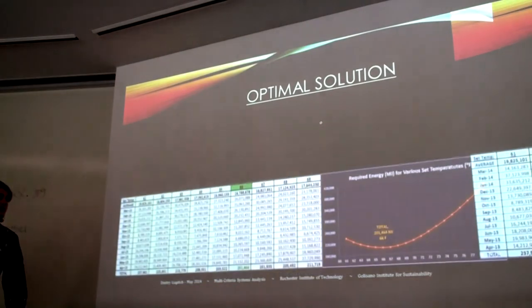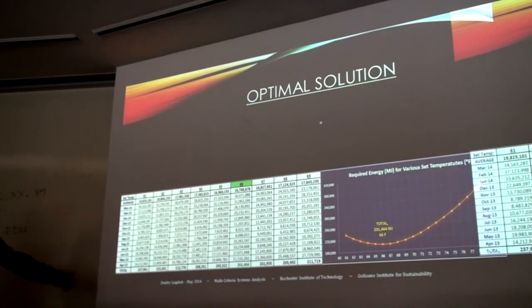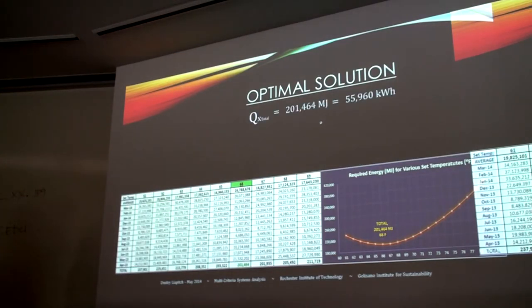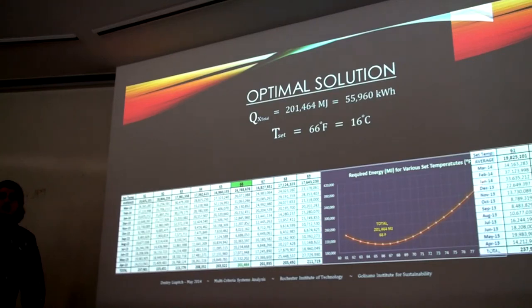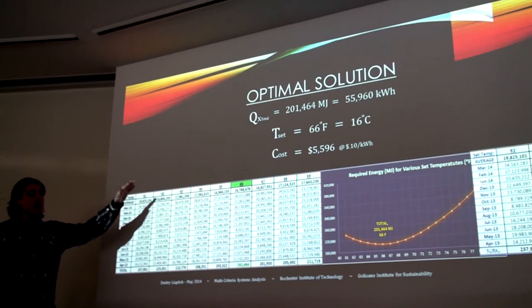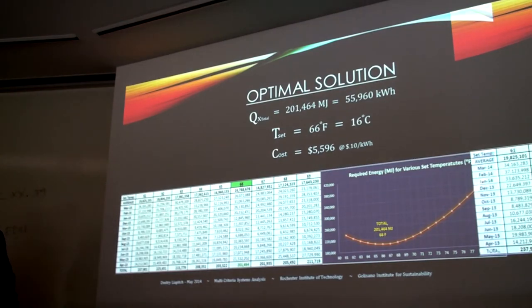So running the simulation, we get a beautiful result. It was done in Excel, so we have lots of data. It turns out that the optimal set temperature for last year is actually 66 degrees Fahrenheit, or about 16 degrees Celsius, and that gives us a demand of about 56,000 kilowatt hours of energy.